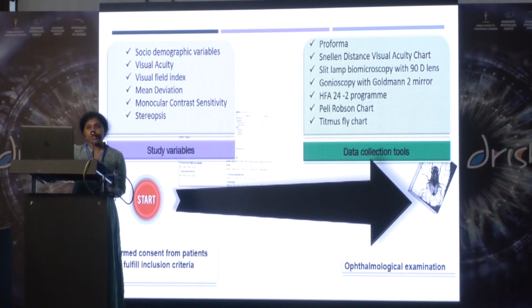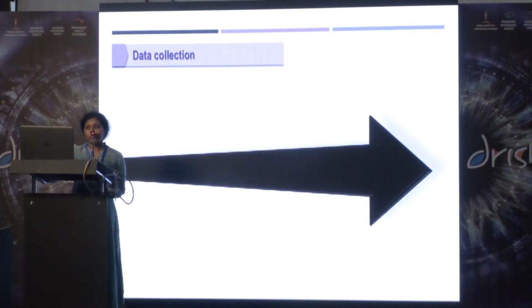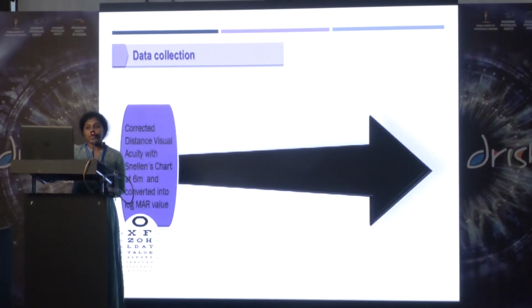The study variables were socio-demographic variables, visual acuity, visual field index, mean deviation, monocular contrast sensitivity, and stereopsis. After getting informed consent from patients who fulfilled the inclusion criteria, a detailed ophthalmological examination was done. Corrected distance visual acuity with Snellen's chart at 6 meters was done and converted to logMAR value.